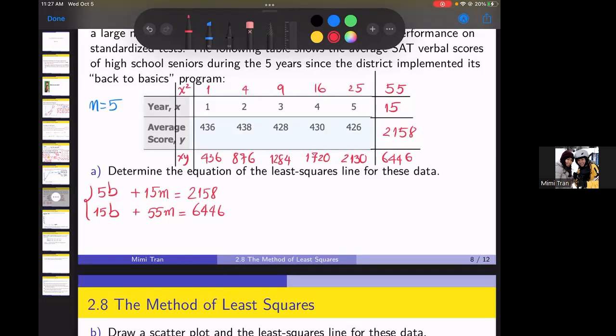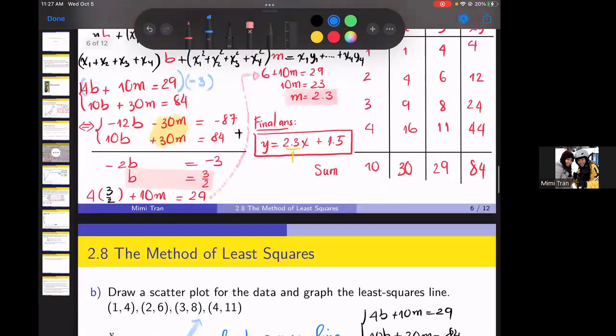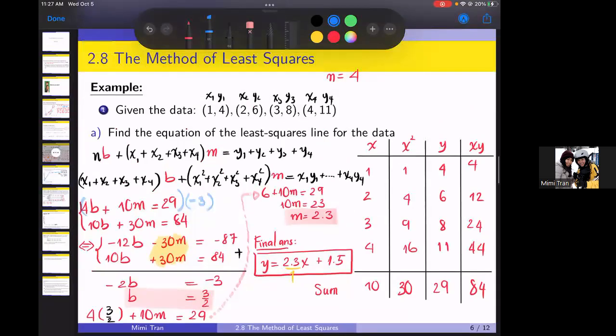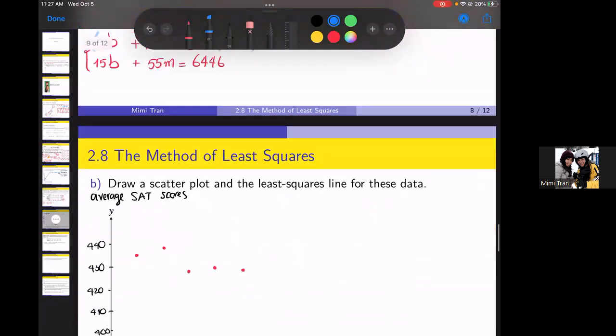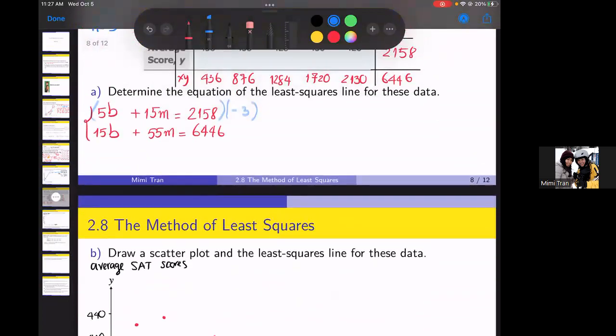3 or negative 3? Negative 3, right? Negative 3. It's just a coincidence. I know above here we did multiply the top one by negative 3 as well. It's just a coincidence. It doesn't have to be always negative 3. Matter of fact, it shouldn't be.